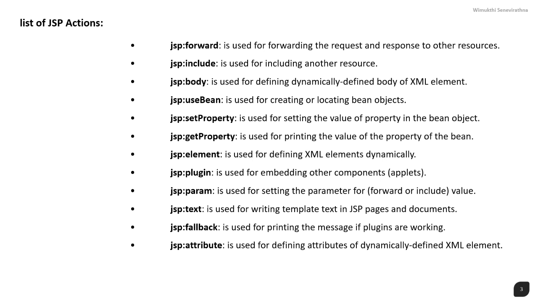JSP element is used to define an XML element dynamically. JSP plugin is used for embedding other components. JSP param is used for setting the value of a parameter. JSP text is used for writing template text in JSP pages and documents. JSP fallback is used for printing a message if the plugin is not working. JSP attribute is used to define attributes of a dynamically defined XML element.